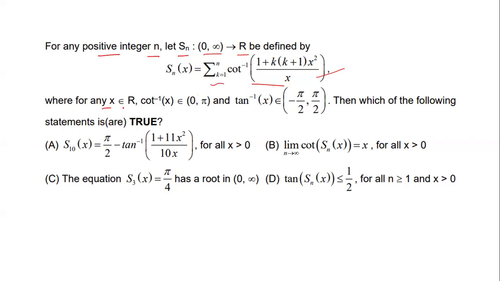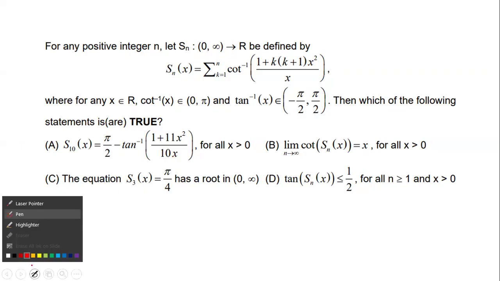And where for any x belonging to real numbers, cot inverse x lies between 0 and pi, and tan inverse x lies between minus pi by 2 and pi by 2. Then you have to tell which of the following options are true. So there are four options and you have to tell which options are correct. So let's see how we can do this.